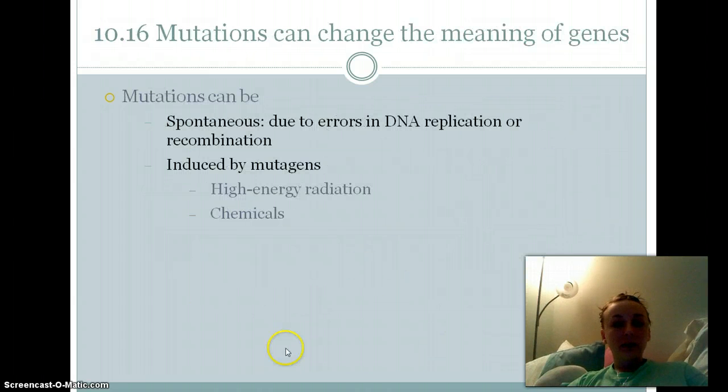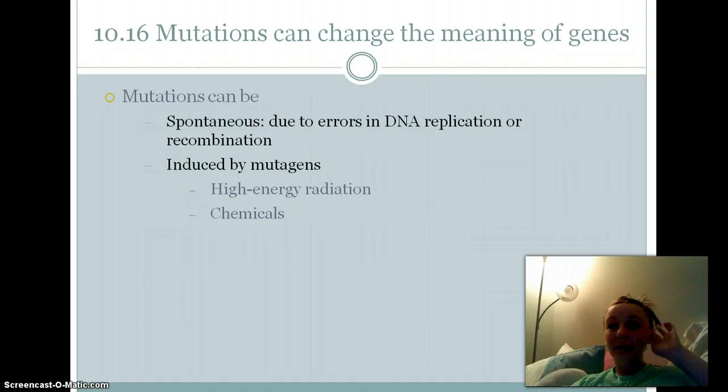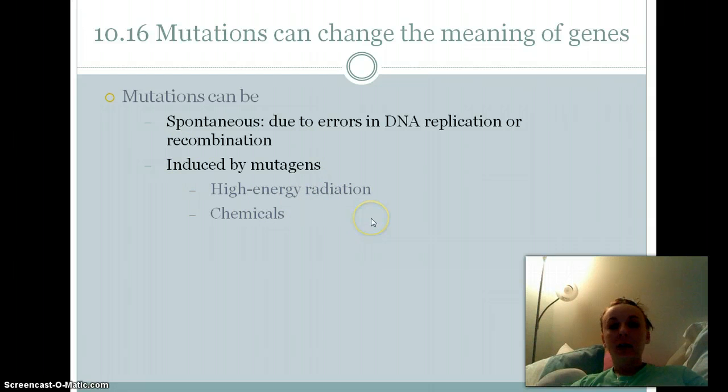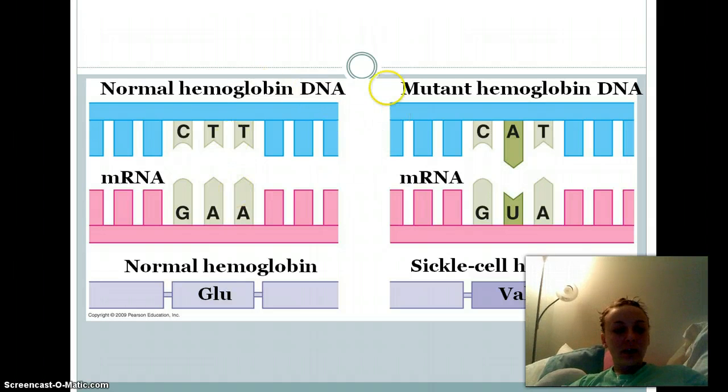Mutations can be spontaneous, just an error that happens in DNA, because you have to think DNA is made all the time. We're always taking DNA and reading it and replicating it. So that can happen spontaneously, or we can have a mutagen. Radiation, or chemicals such as too much sunlight or smoking, can cause your DNA to mutate and give you mutations. So here is an example.